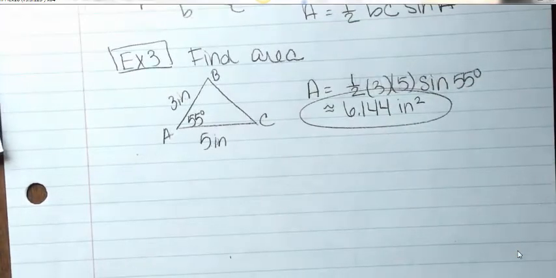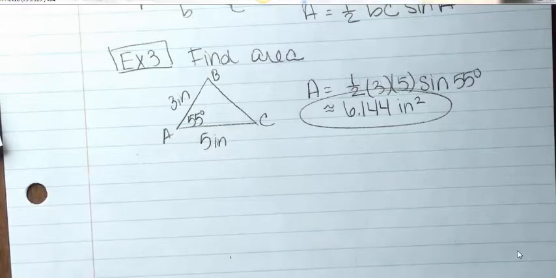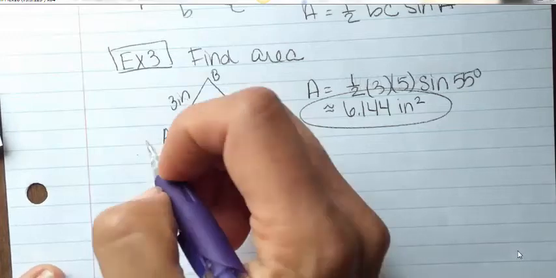Pretty straightforward. Okay, so that's if you're given side, angle, side. That's another way to find the area, especially if you don't have a height or a base, right? You don't have a height that's perpendicular to a base.